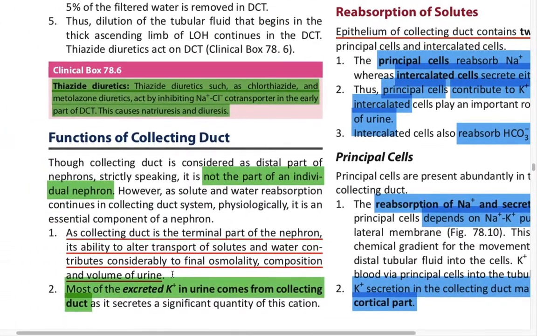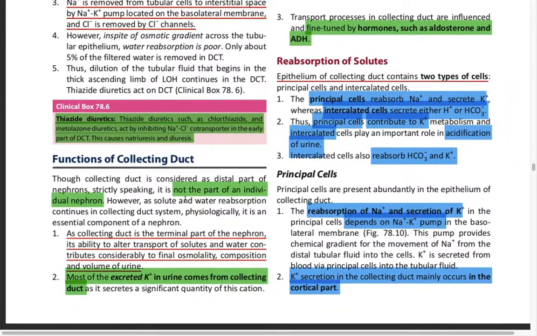Next, coming to the functions of the collecting duct. It is not a part of the individual nephron. As the collecting duct is a terminal part of the nephron, its ability to alter the transport of the solutes and the water contributes considerably to the final osmolality, composition and volume of the urine. Most of the excreted potassium ions in the urine come from the collecting duct.